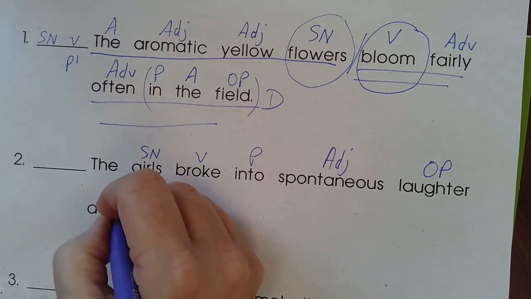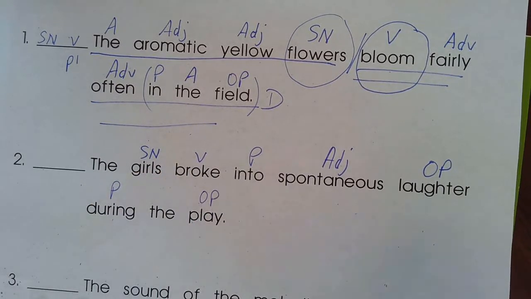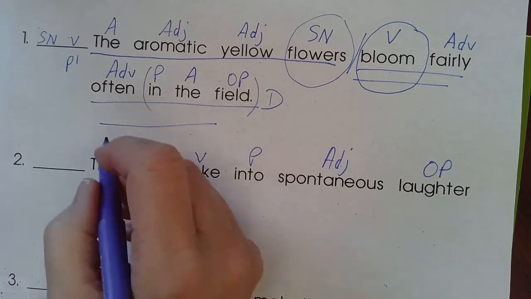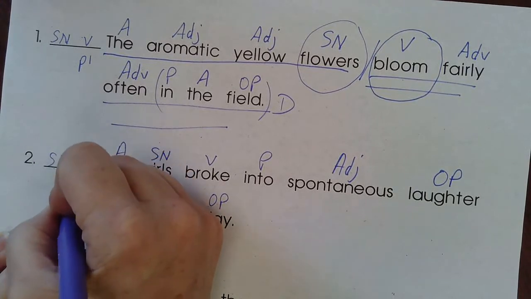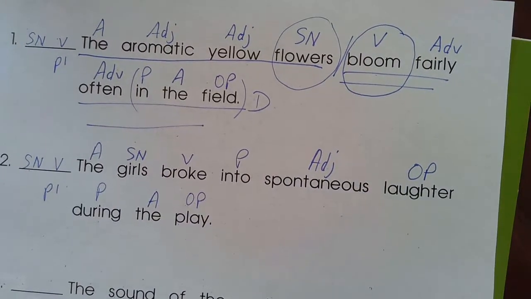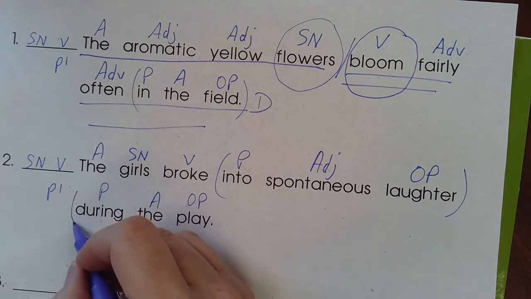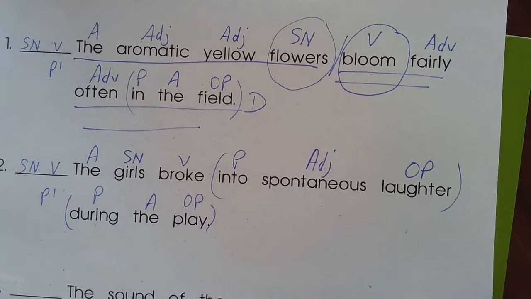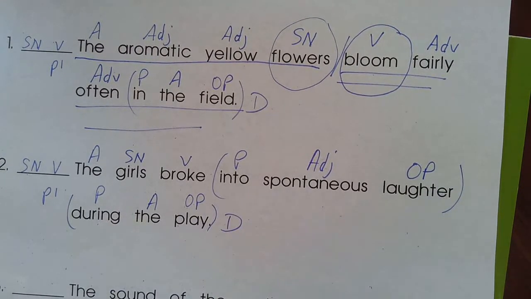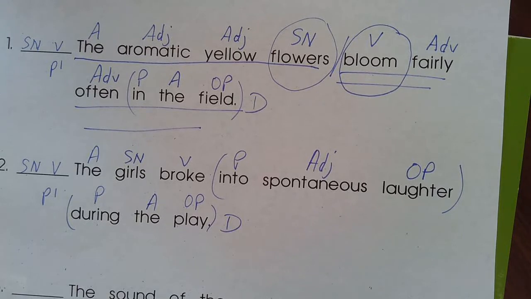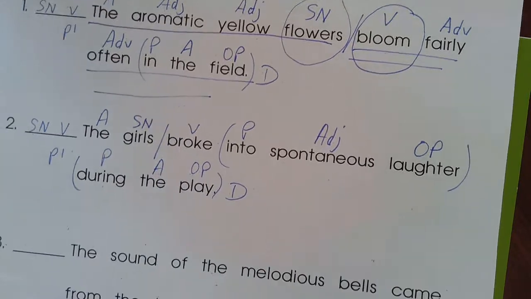During, preposition. During what? Play, object of the preposition. The, article adjective. The, article adjective. Subject noun, verb, pattern 1. Skill check. Into spontaneous laughter, prepositional phrase. During the play, prepositional phrase. Period statement, declarative sentence. Go back to the verb. Divide between the complete subject and the complete predicate. Between girls and broke. Okay, we don't need to do the underlining.